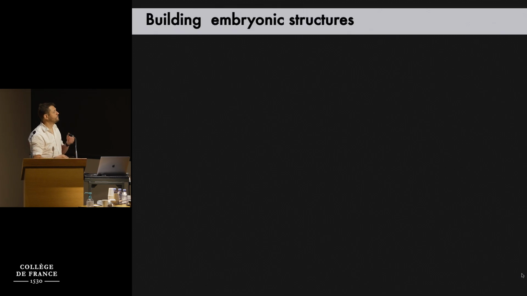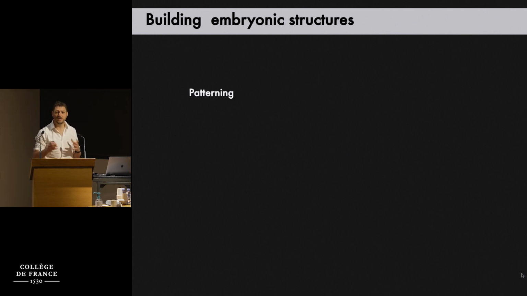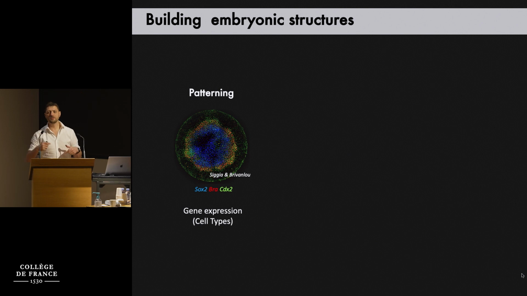Just a few words about building embryonic structures. If I simplify, building embryonic structures involves two major steps. The first is a patterning step. During this step, the right genes have to be turned on at the right moment and at the right location in order to give rise to the right cell types. This is a very important step, which is mostly a genetics problem, where signaling activates the right genes.